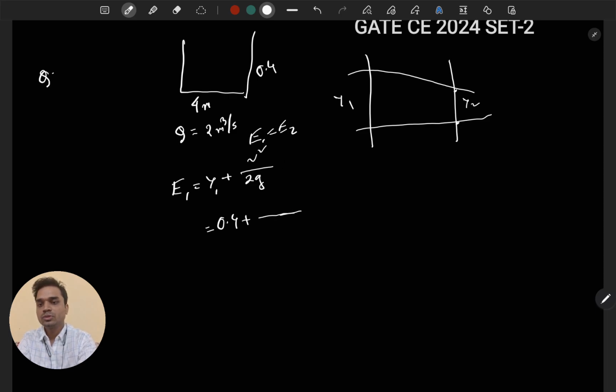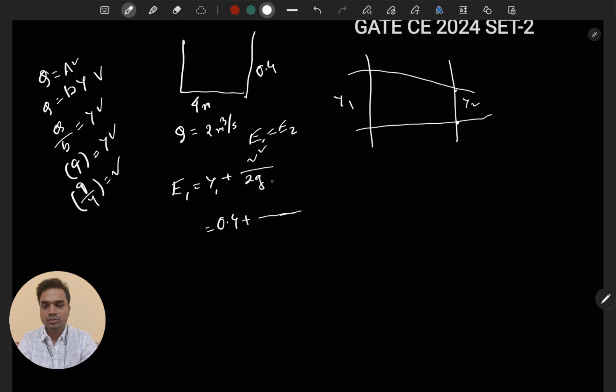Then Q by B equal to YV. Q by B means q, so q equal to YV, and then V equals q by Y. Then it will be q by Y whole square by 2g.